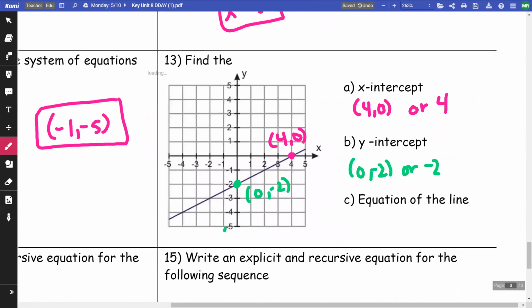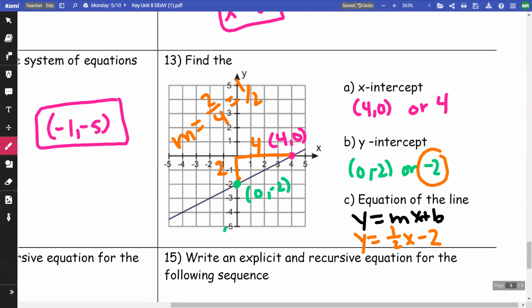And then if they want the equation of the line, the equation of a line is always of the form y equals mx plus b. And our m is going to be how we're moving from this point to this point. I'm going up 2 over 4. So my slope, or my m, is going to be 2 over 4 or 1/2. So we're going to have y is equal to 1/2 x, and then my y-intercept was -2, so -2, and that's your equation. Just need your slope and your y-intercept.